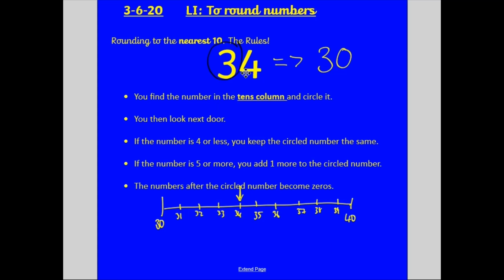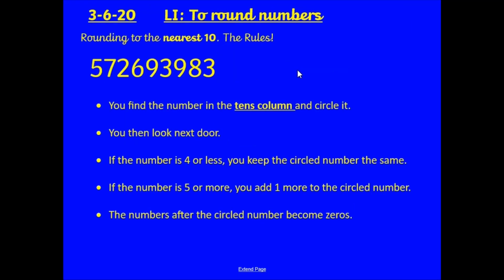But a simple rule you need to remember: the number after the circled number, if it is 5 or bigger, it will go up. If it is 4 or less, then this will stay the same. And I just then put zeros after my circled number. So let's have a look at this rounded to the nearest 10.